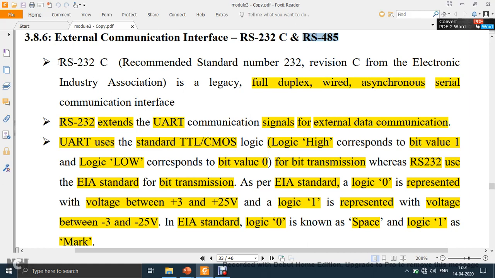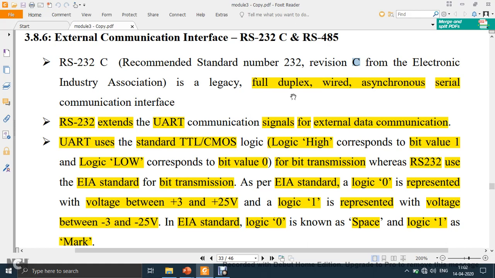So what is RS-232? It's a standard. RS is recommended standard, the number is 232, and the revision version is C, from the Electronic Industry Association. It is a legacy full duplex interface. Full duplex means both direction communication is possible simultaneously.